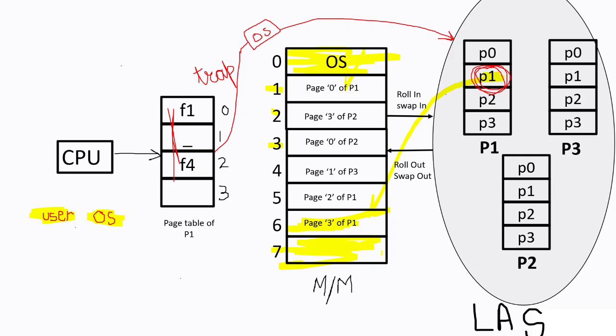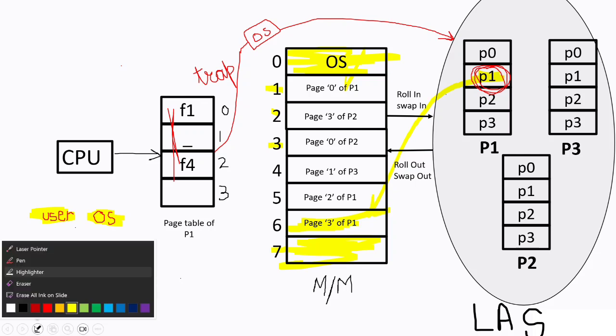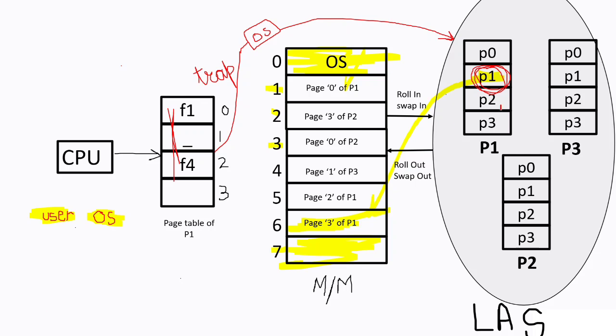So what we will do is we will read this page from secondary memory. Okay, wait, let me just change the color. Yeah, we will read this page from secondary memory to our RAM and we will put it here. Now we're having this page 1 in our main memory.